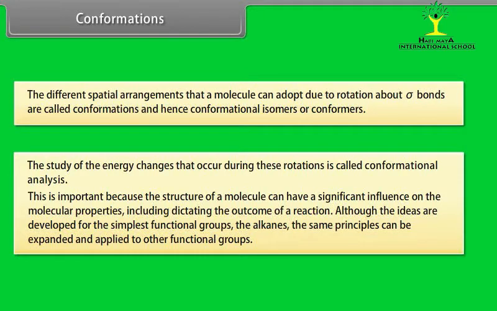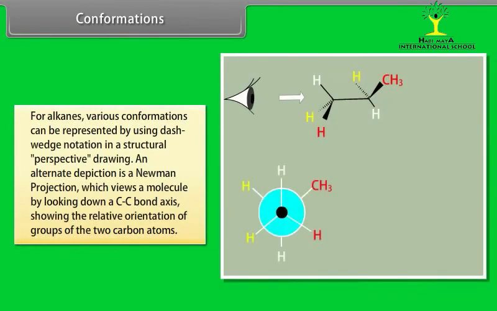Although the ideas are developed for the simplest functional groups, the alkanes, the same principle can be expanded and applied to other functional groups. For alkanes, various conformations can be represented by using dash-wedge notation in a structural perspective drawing. An alternate depiction is a Newman projection, which views a molecule by looking down the C-C bond axis, showing the relative orientation of groups on the two carbon atoms.